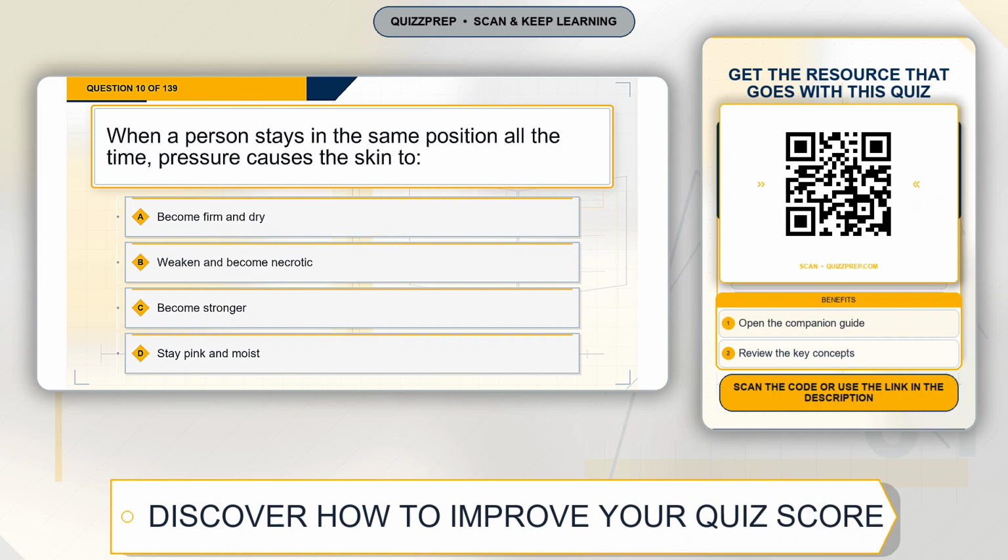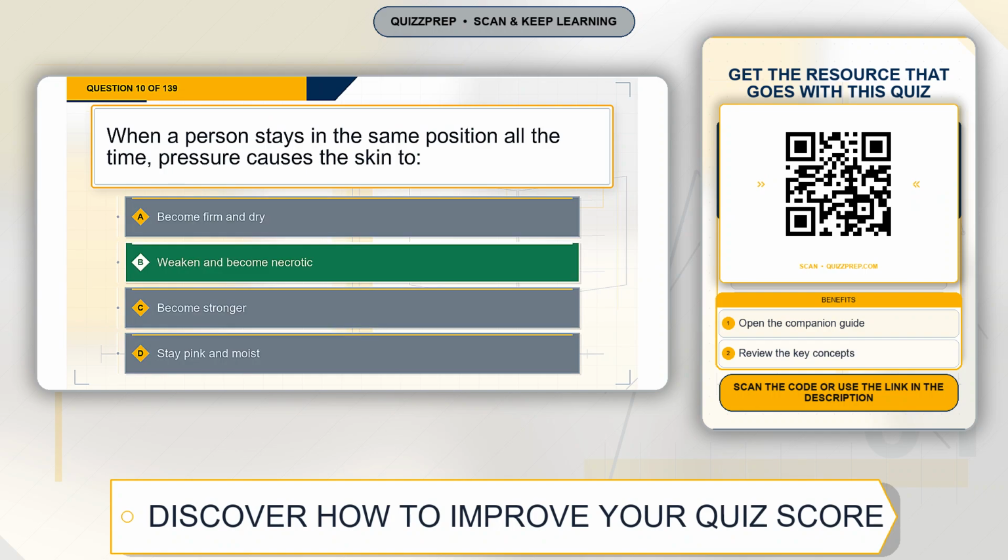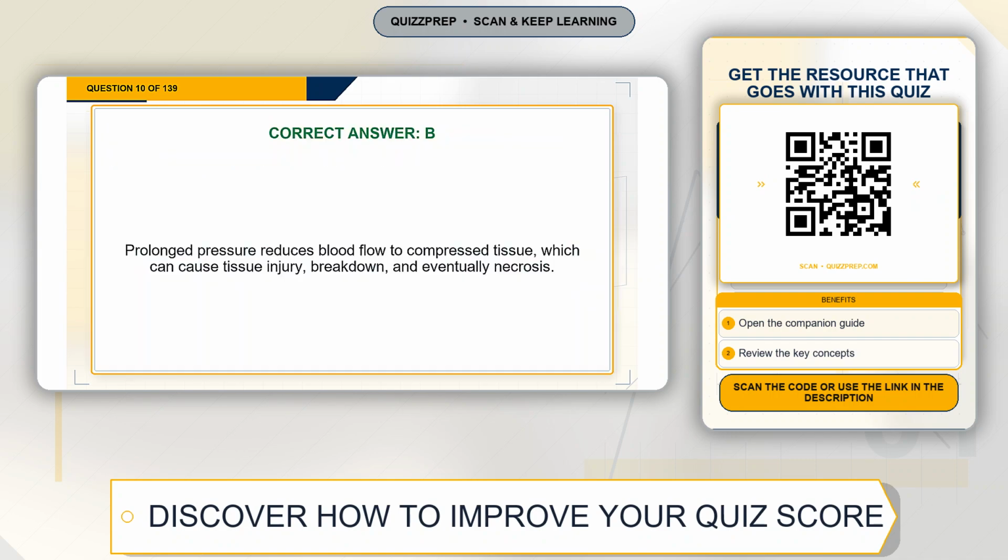Question 10. When a person stays in the same position all the time, pressure causes the skin to Option A, become firm and dry. Option B, weaken and become necrotic. Option C, become stronger. Option D, stay pink and moist. The correct answer is option B, weaken and become necrotic. Explanation. Prolonged pressure reduces blood flow to compressed tissue, which can cause tissue injury, breakdown, and eventually necrosis.